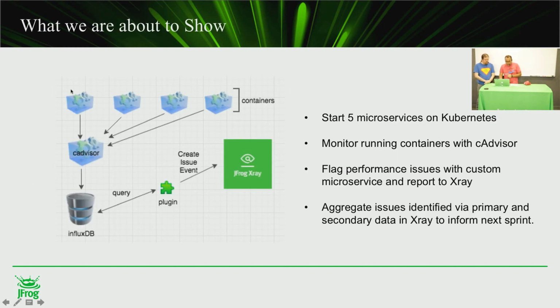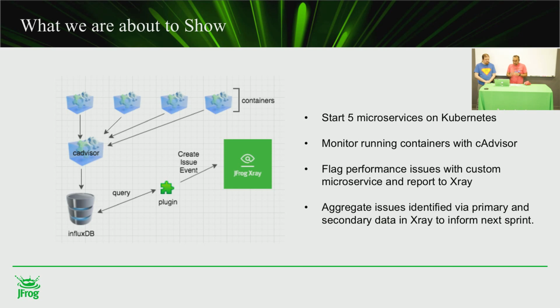So I have all my services up. I have cAdvisor, which is getting all the compute data and storing it to InfluxDB. And we have a microservice which queries data, and if an issue is identified, fires an issue in X-Ray. So we'll start 5 microservices in Kubernetes. I think it's less, but it's enough for the meetup. And then we'll monitor the running containers with cAdvisor. We'll flag performance issues with the custom microservice, and then report to X-Ray.